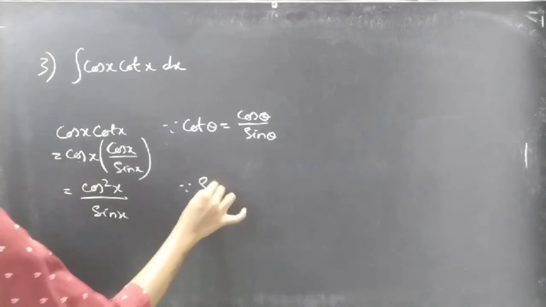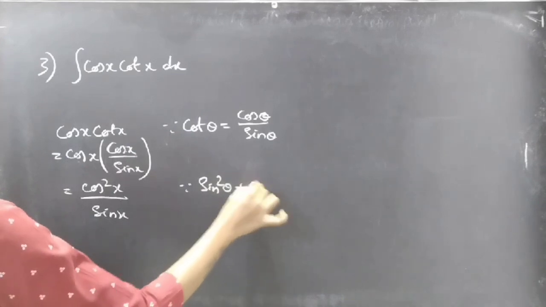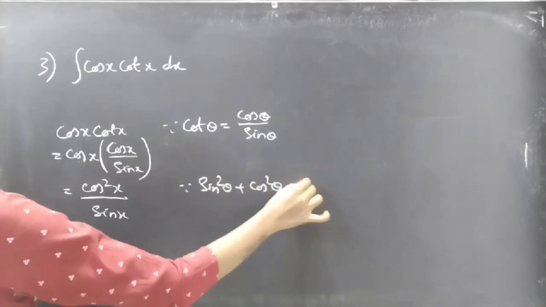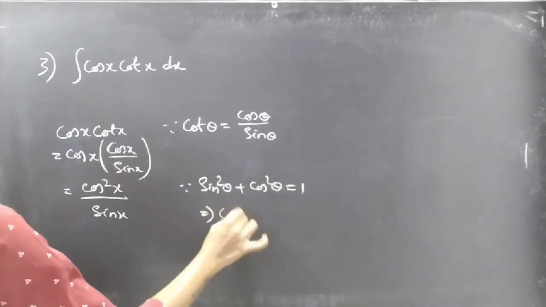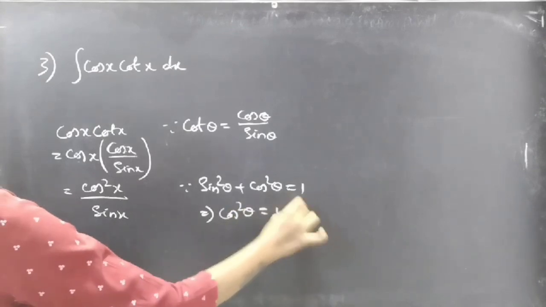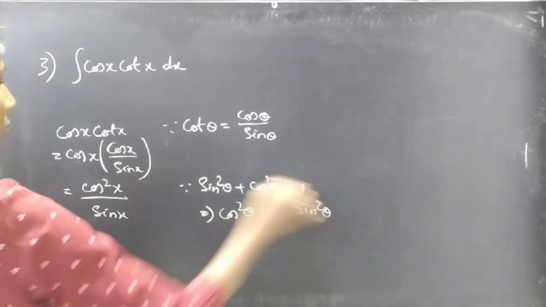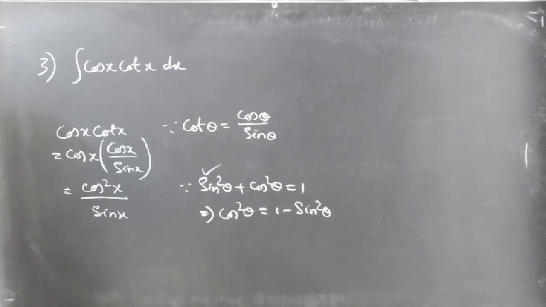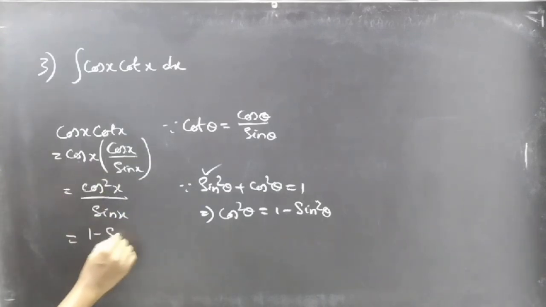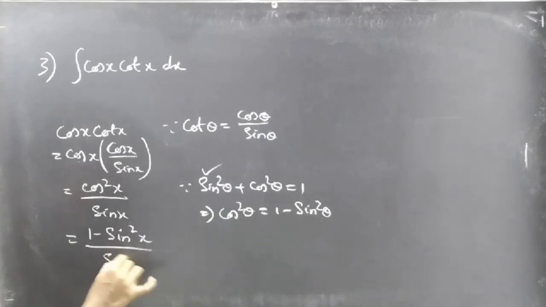Since we know that sin square theta plus cos square theta equal to 1, we take this sin square theta to the RHS, then we get cos square theta equal to 1 minus sin square theta, right? Now just replace this cos square x with 1 minus sin square x. You'll get 1 minus sin square x by sin x.